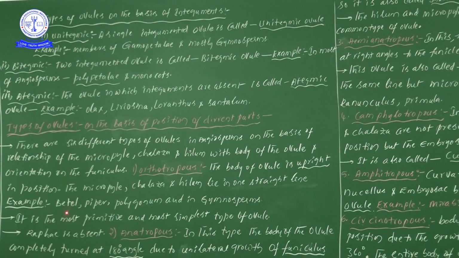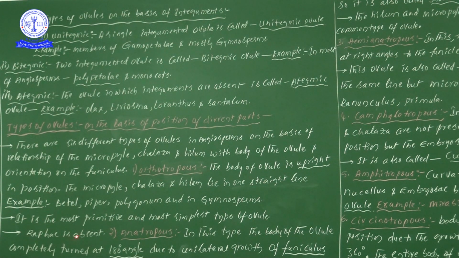Okay. Best examples: betel, piper, polygonum, and in gymnosperms. In gymnosperms also we can find the presence of the Orthotropus condition of ovule. So it is important. It is the most primitive and the most simplest type of ovule. The most primitive type of ovule is Orthotropus, and the most simplest type of ovule.